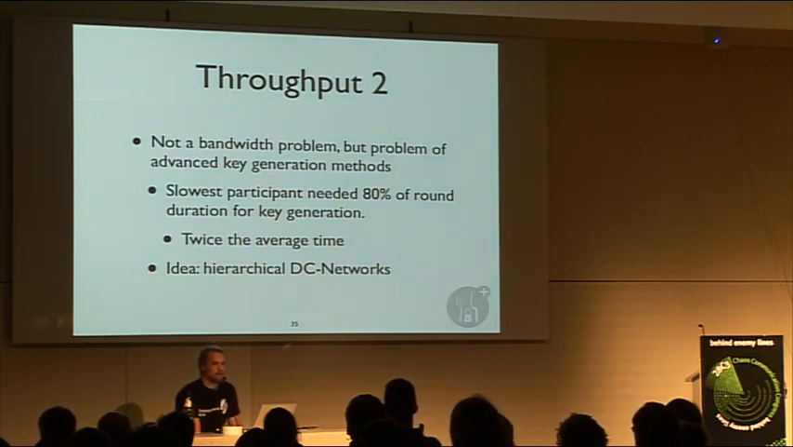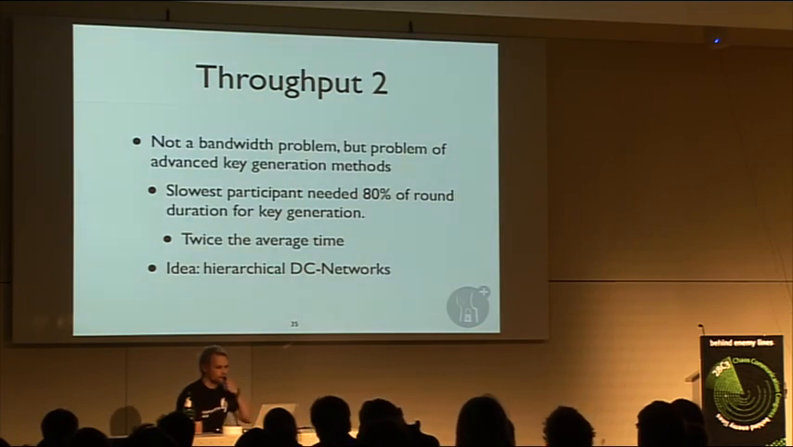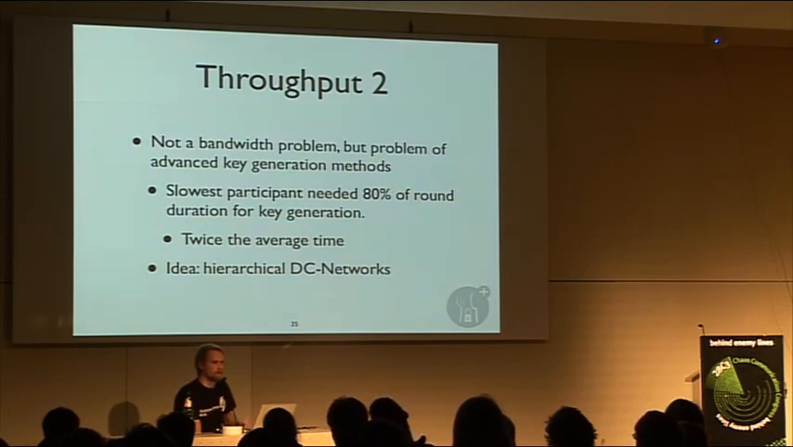And DC networks are synchronous, so it depends on the speed of every participant. And in general, the participants need about 40% of a round time for key generation. But the slowest participant always needed around about 80% of the round time. So they were very, very slow.